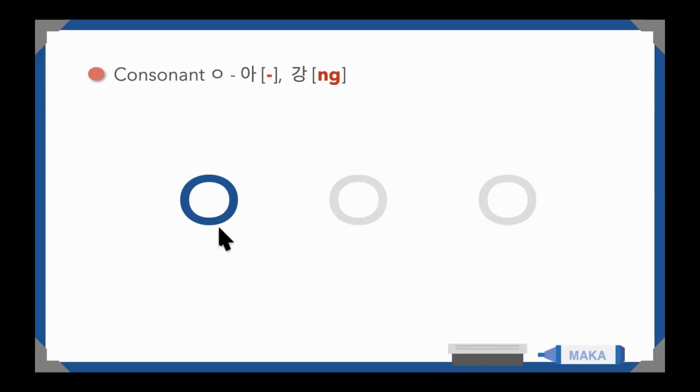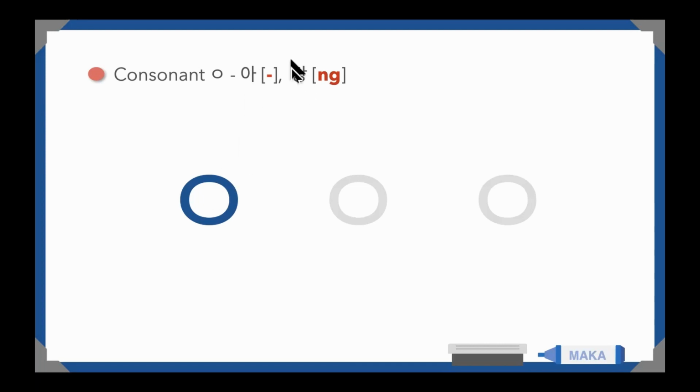The first consonant, the name of this consonant is ieung, but actually it has no sound as a consonant. It's a kind of silent or placeholder. It can make a sound when it is combined with a vowel, like this way. This is this consonant and this is a. So this letter is pronounced a.